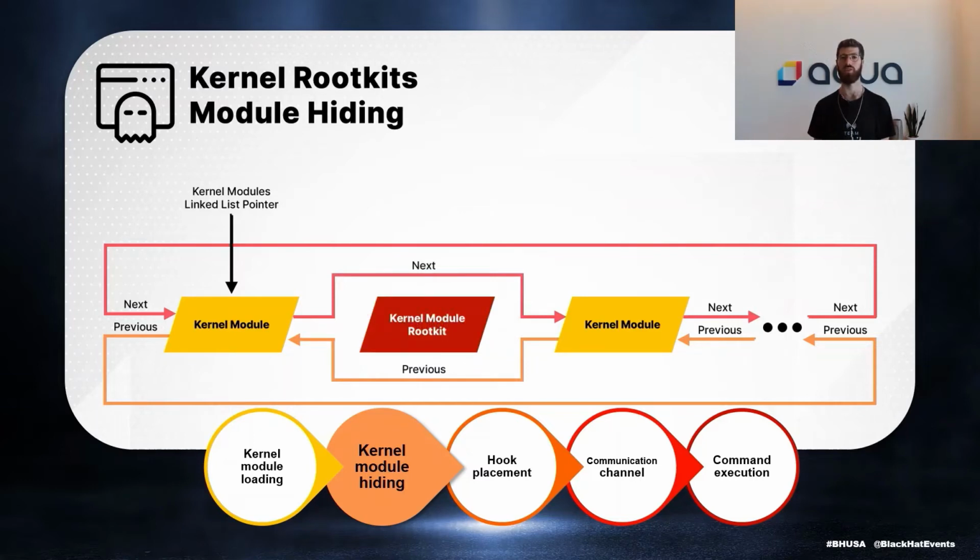A kernel rootkit can detach itself from this linked list by modifying the next and previous pointers. By doing so, it's basically invisible. So when a program iterates over the list, it will simply skip over our rootkit.